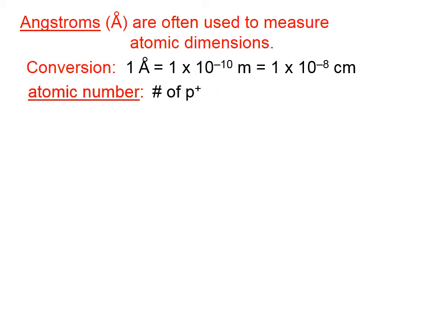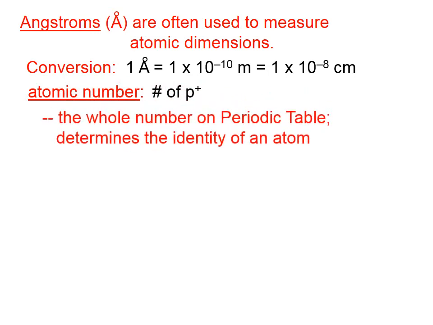Of course, when we mean the atomic number, we're referring to the number of protons that an atom has. It is, of course, the whole number on the periodic table, and it determines the identity of an atom. However many protons the atom has, just by looking at that, we know what type of atom it is. The number of neutrons could vary. Number of electrons could vary. But if you know the number of protons, you know what type of atom you have, period.